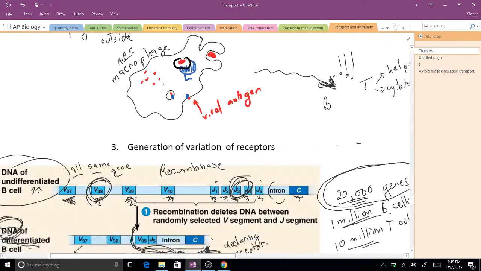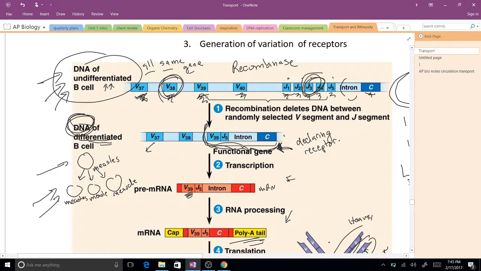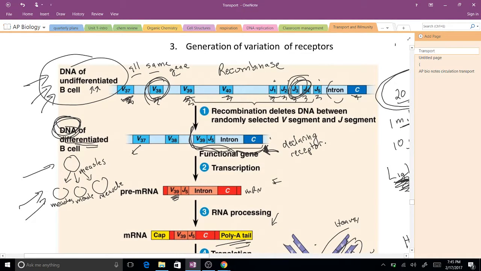What we end up having, I'm going to have to do this a little out of order here, is a way to recombine these things. So we've got a generation of these receptors. Now, it's kind of crazy, and this happens with T cells as well. We've got the DNA of undifferentiated B cells. So we've got these immature B cells that are in a fetal system. They're being developed, and this is all the same gene. We've got 20,000 genes, but of those 20,000 genes, each subset can be recombined in some way.